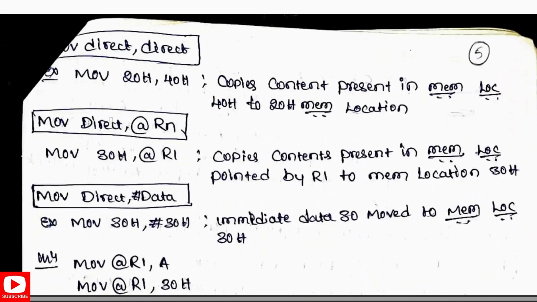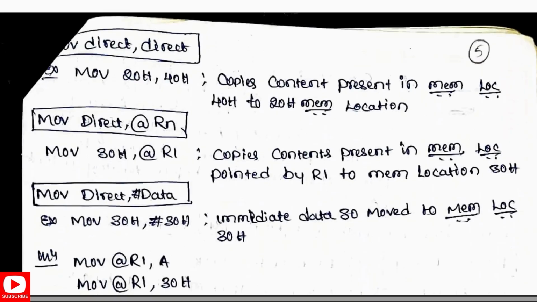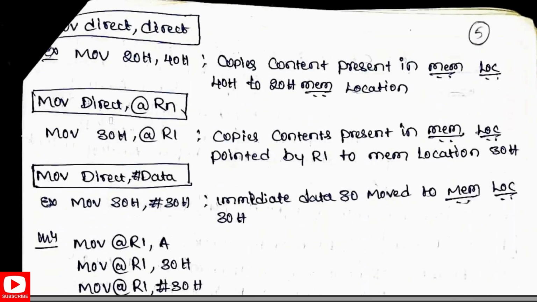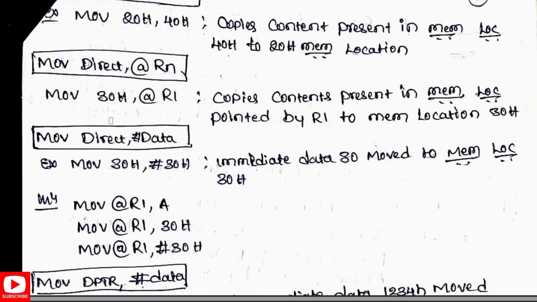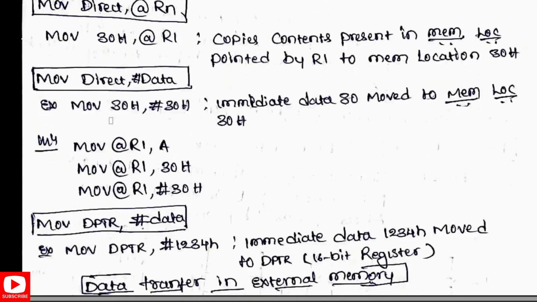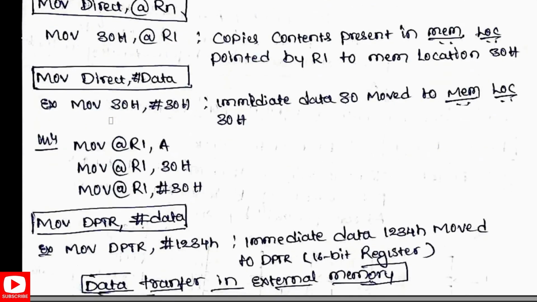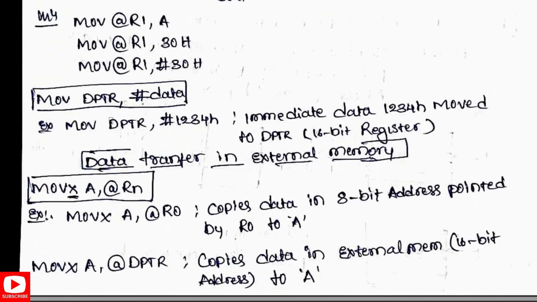MOV direct, direct, that is using two memory locations. It copies the contents present in the memory location 40h to the 20h memory location. Then another one is MOV direct, indirect, that is MOV 30h, @R0. Here it copies the contents of the memory location pointed to by R0 to the memory location 30h. And next, MOV direct, #data. Here again 30h will get directly moved to the memory location. Similarly, you can write some other examples.